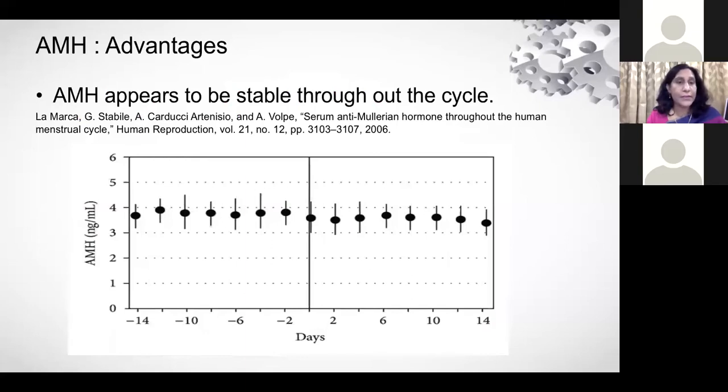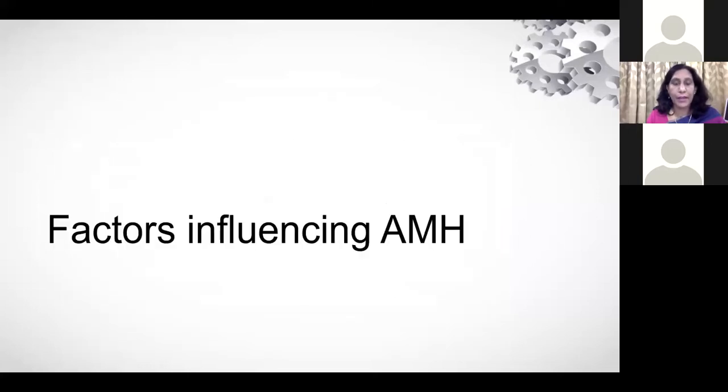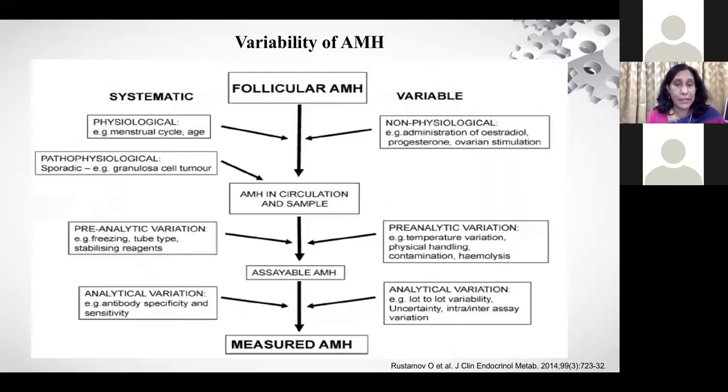The very important advantage of AMH is it appears to be stable throughout the cycle. This was presented by La Marca et al. in 2006. But then there are a lot of factors which can influence the AMH levels. And if we look into this chart, there are some factors which are physiological, like the menstrual cycle or age, or pathophysiological, like granulosa cell tumor, or non-physiological, like when we administer hormones like oral contraceptive pills or ovarian stimulation.